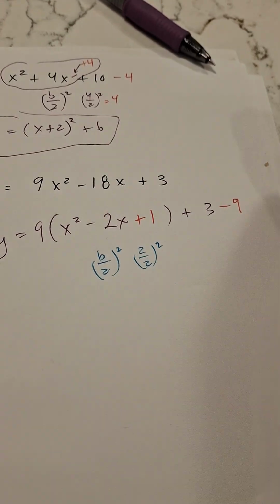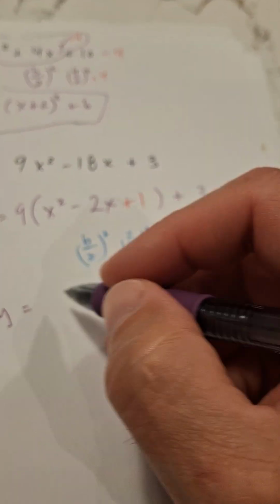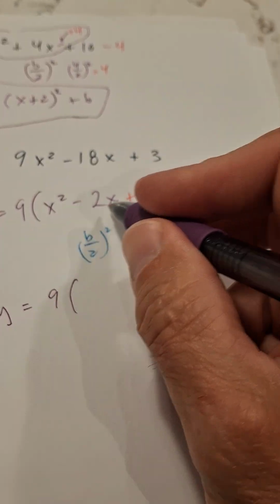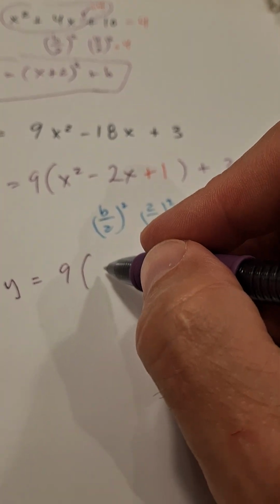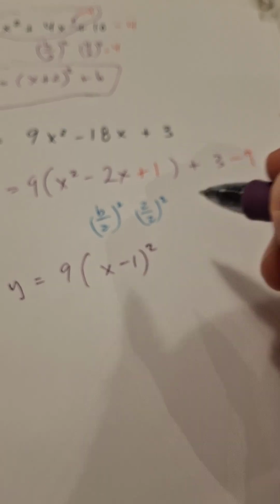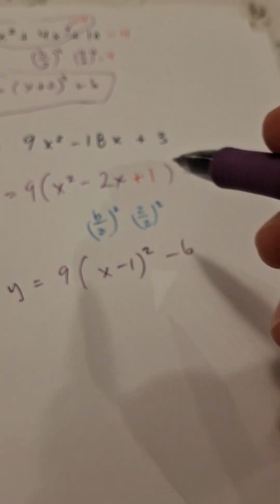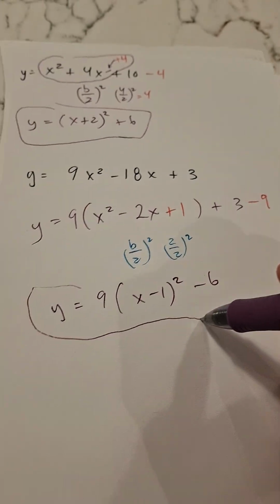All right, so now you can just carry all this through. y equals 9. If I factor this as a perfect square trinomial, you know it's x minus 1 squared. And then minus 6. There's your quadratic in vertex form.